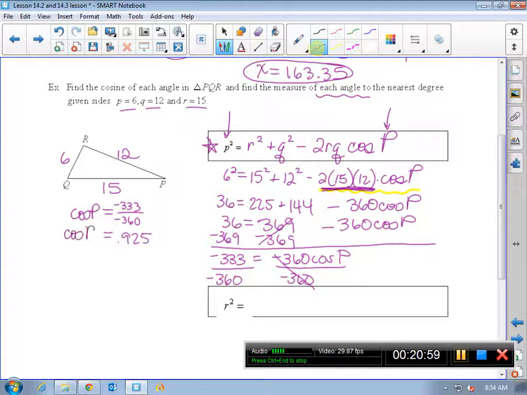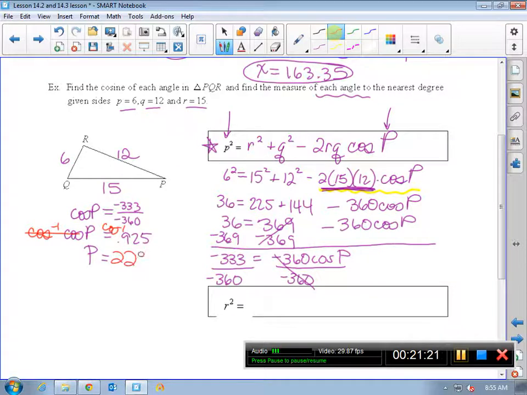That's the cosine of P. Remember, our goal was to find angle P. So how are we going to find angle P? To get P alone, we will have to do cos inverse. Make sure you're in degree mode. And the cos inverse of 0.925 is about 22 degrees.